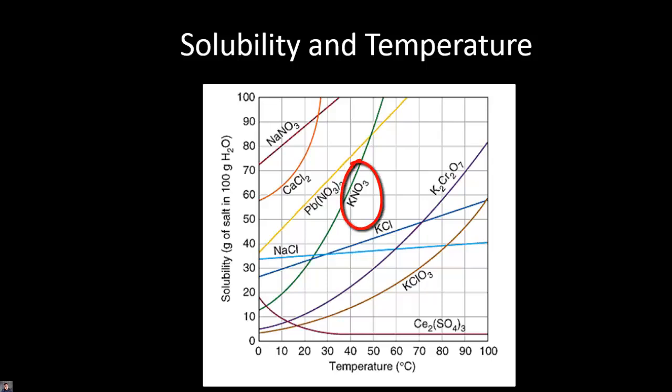Potassium nitrate has a huge increase in the amount of salt that can be held in the water as temperature increases. You may also notice here that this is not always the case. So cerium sulfate, as the temperature increases, the solubility decreases. Okay, so energetically it's often favorable for something to be dissolved in water, and what we want to do is come up with a way of describing this.